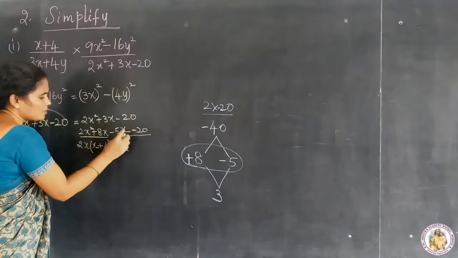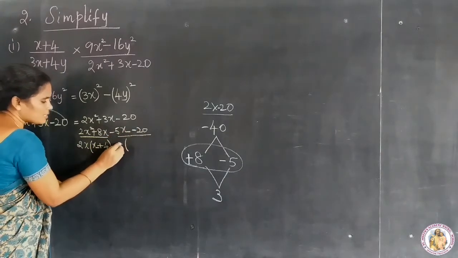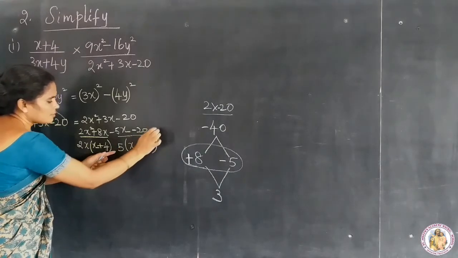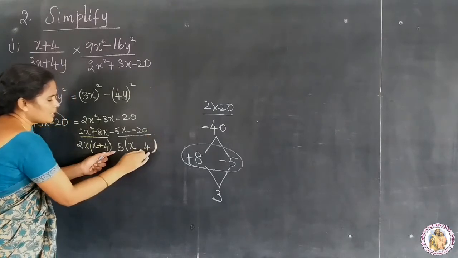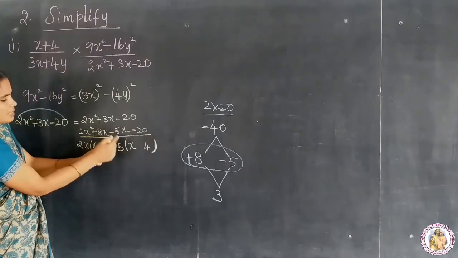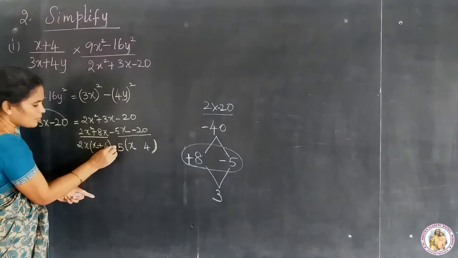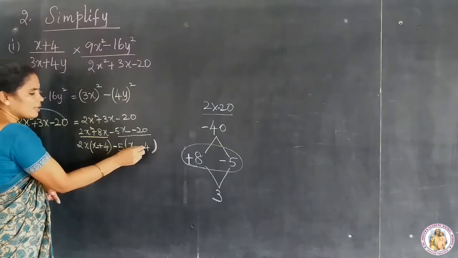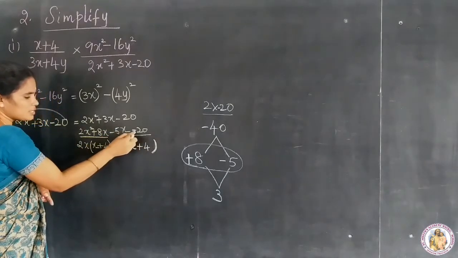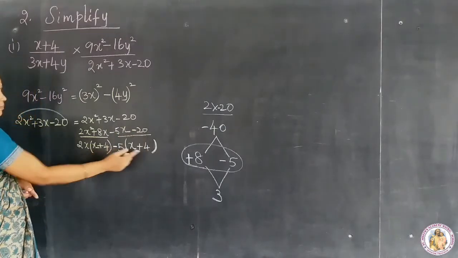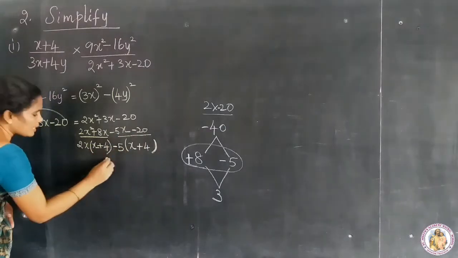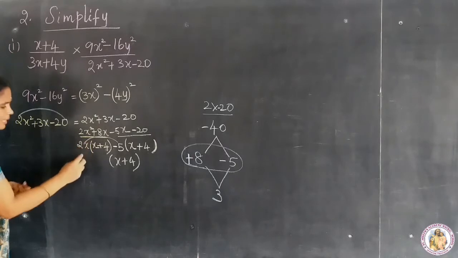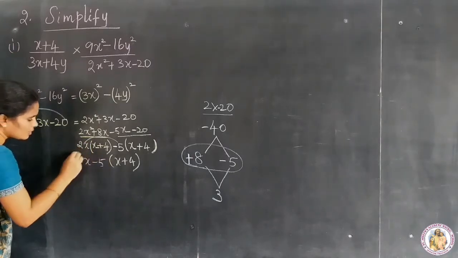And here, both will go in 5 tables. So 5 is common, x. 5 4s are 20. But here we must get minus 5x. So 5 into x, 5x. So put minus. Minus 5 into x minus 5x, and plus into minus, minus 5 4s are 20. Now you can see both the factors are same. So it is correct. X plus 4 one factor, and 2x minus 5 another factor.